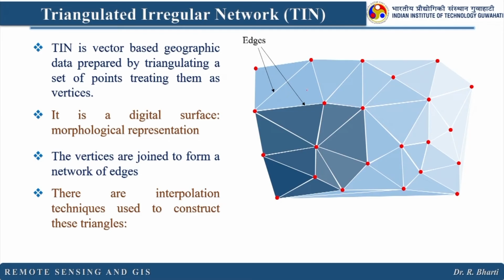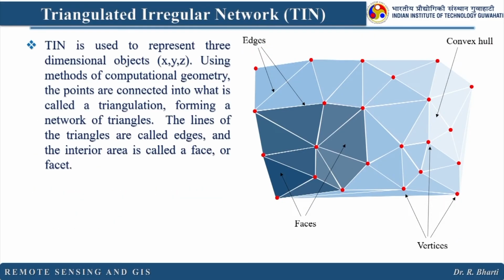So here you can see these lines are basically known as edges, and the surface is known as convex hull, and faces are these places, right. So these three are very important in this TIN, and the points where you have actual data are known as vertices. TIN is used to represent three-dimensional object x, y and z. So this is very useful when we are working with topography, where we want to generate a digital elevation model. So in that case this TIN is very useful.